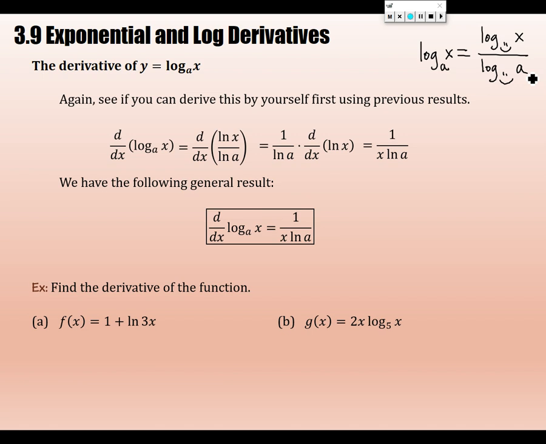Over x. Wait, no, that's wrong. All right, what do we get here? Derivative of 1 is 0. What's the derivative of ln of 3x? 1 over 3x times 3. So it's just 1 over x again? 1 over x. Oh yeah, this kind of makes sense.